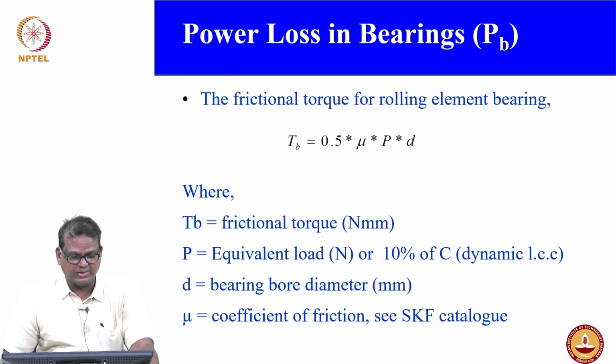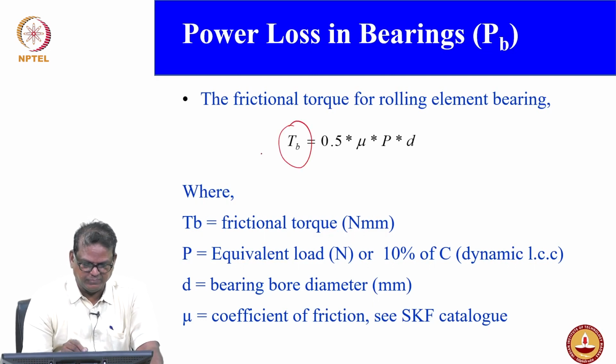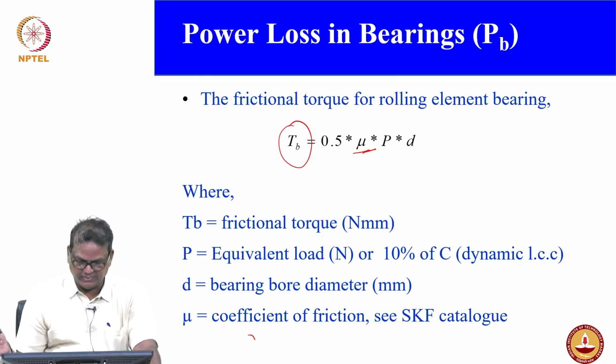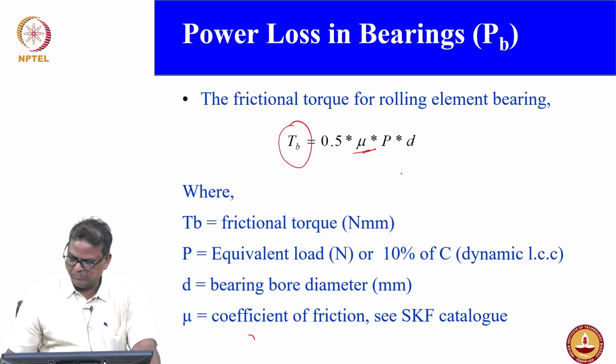Then this is the standard equation for power loss in bearings. You can see here TB is the frictional torque, the bearing torque, mu is your coefficient of friction, which is taken from the SKF catalog. P is the equivalent load. I will tell you what the mean equivalent load is when we discuss the bearings aspect. D is the bore diameter.